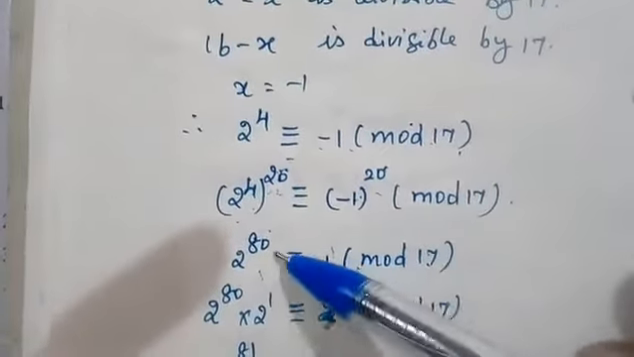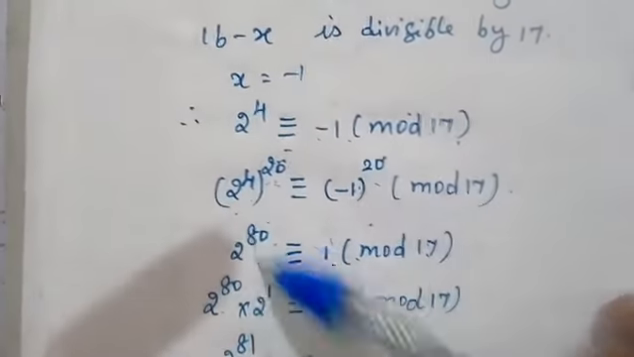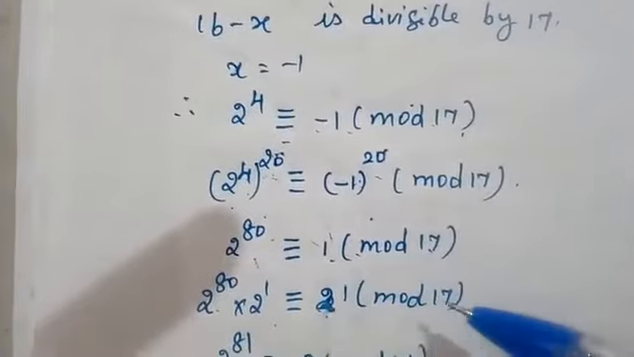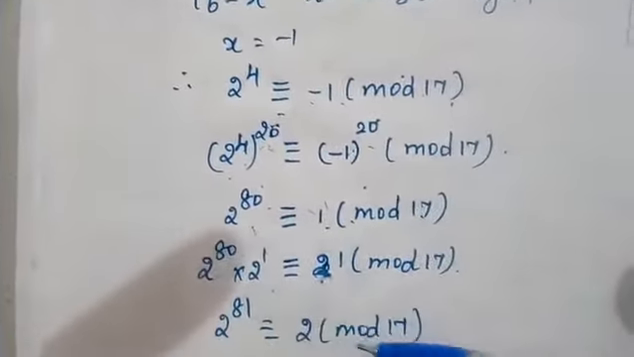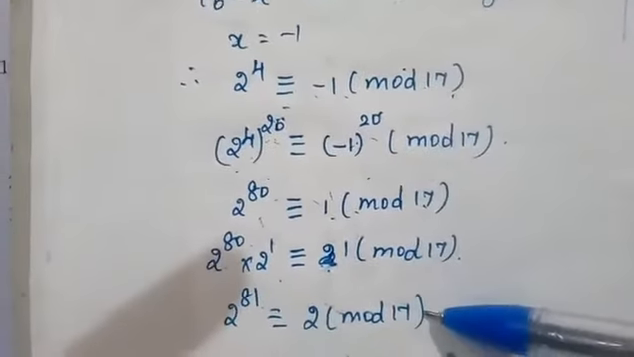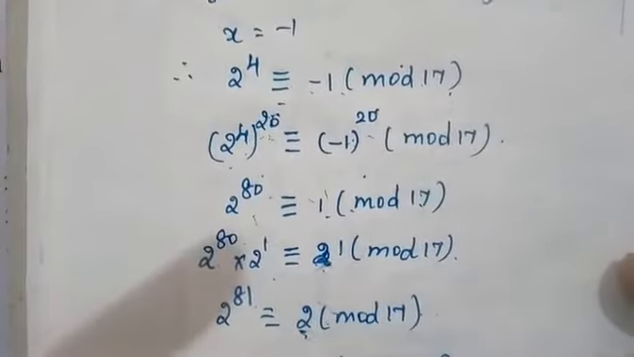Then multiply both sides by 2, that is 2 power 1. 2 power 80 into 2 power 1 is congruent to 2 power 1 modulo 17. Adding the powers, 80 plus 1 is 81. That equals 2 modulo 17. So this is considered the remainder. The remainder is 2.